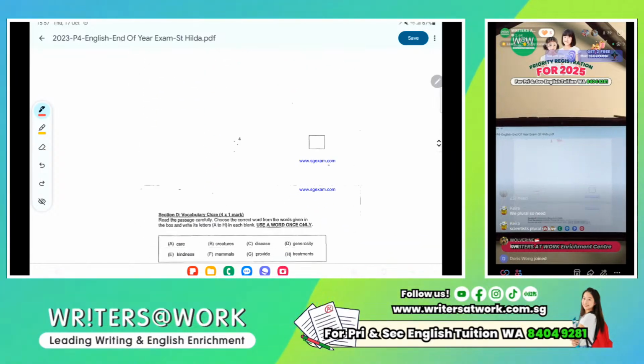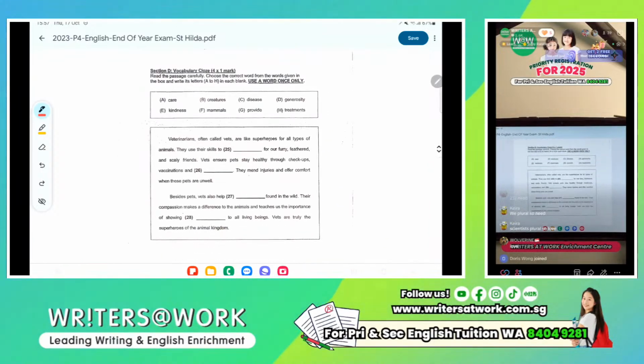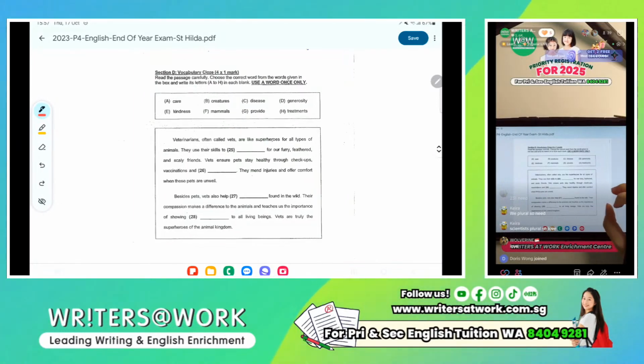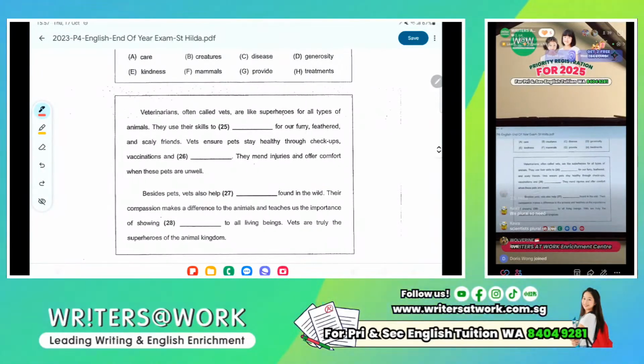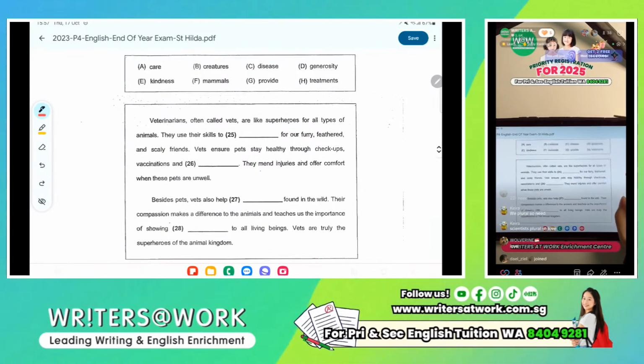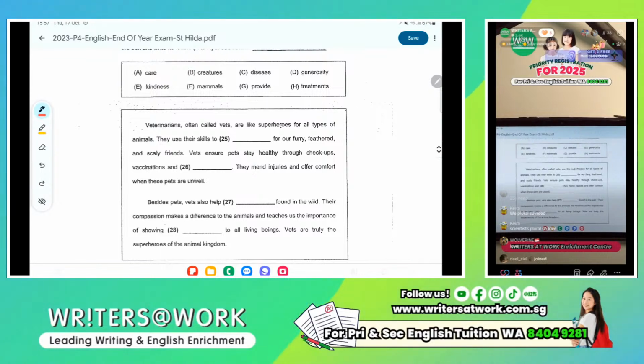So moving on to this part. Veterinarians, often called vets, are like superheroes for all types of animals. They use their skills to blank for our furry, feathered, and scaly friends. Okay? They use their skills to blank for our furry, feathered, and scaly friends.